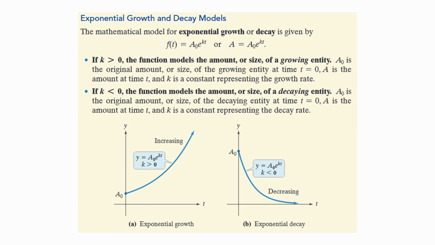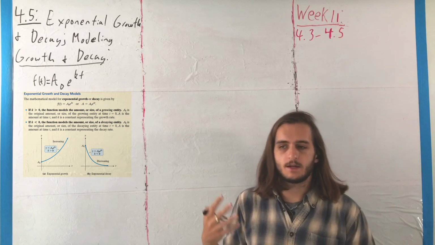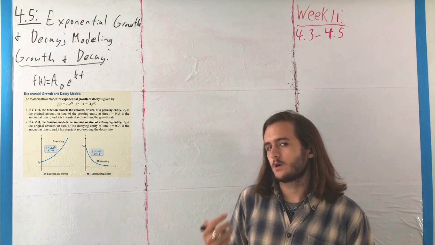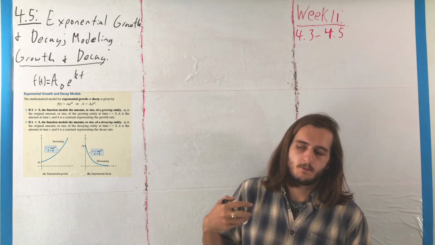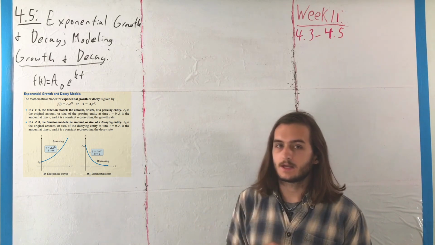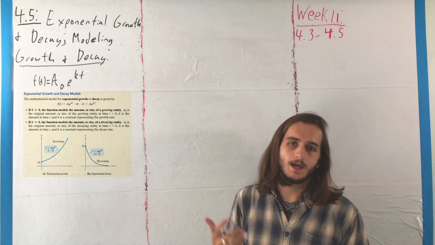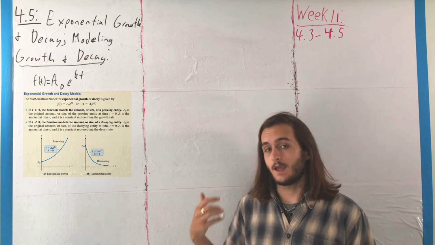Meanwhile, if k is negative, then this follows a decreasing pattern. This is what's called a decaying entity, where A0 is again the initial amount, t is some amount of time, A is the amount that you end up with after that time t, and k is a constant that represents the shrinking or decaying rate. And often the types of problems we're going to see here in particular are ones in which we want to find that constant value k defining our growth or decay rate.